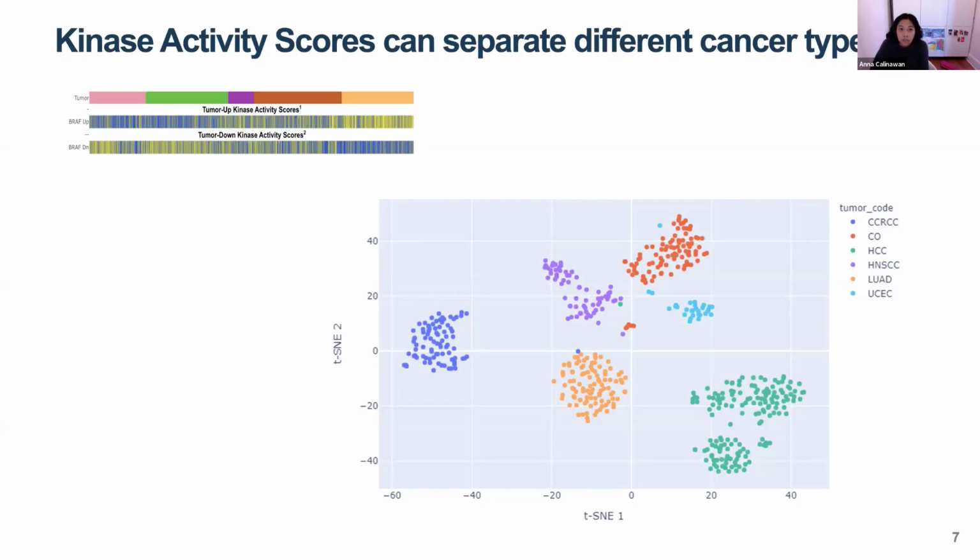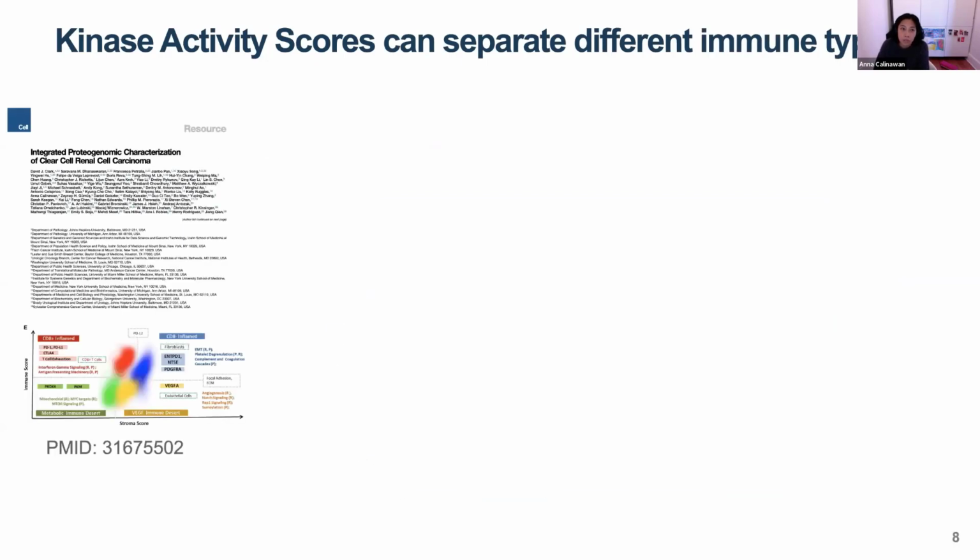What's even more, if we go even deeper, is that the kinase activity scores can actually separate not just the cancers, but also the different immune types. For the clear cell renal cell carcinoma flagship paper, one thing that we proposed was the separation of this tumor into 4 different immune types based on the tumor microenvironment makeup and the protein signatures. These immune types are CD8 plus inflamed, CD8 minus inflamed, metabolic immune desert, and VEGF immune desert.